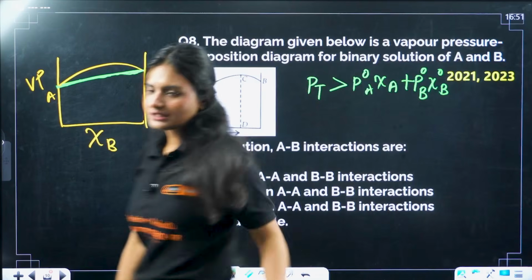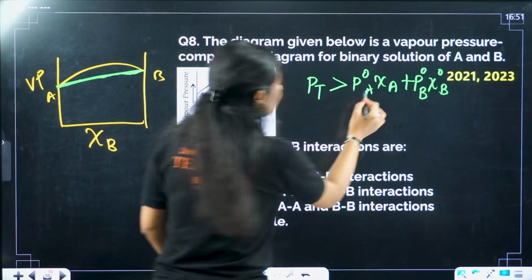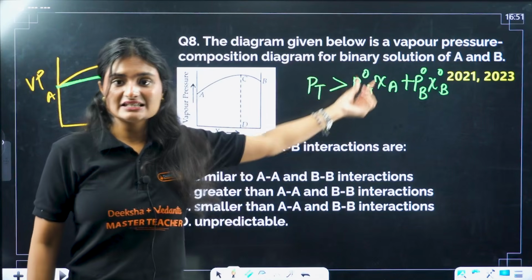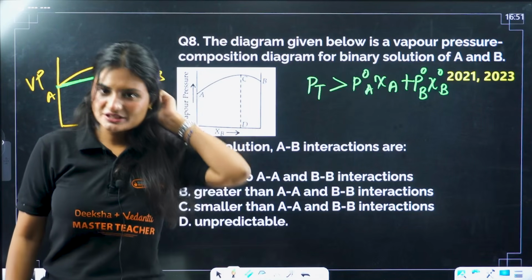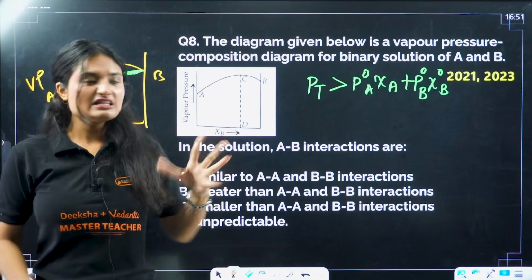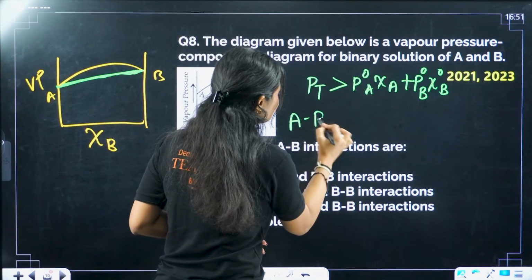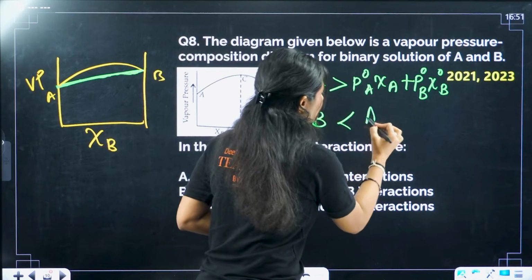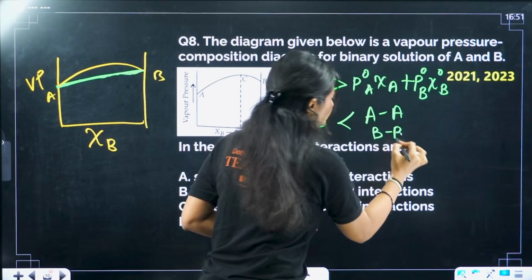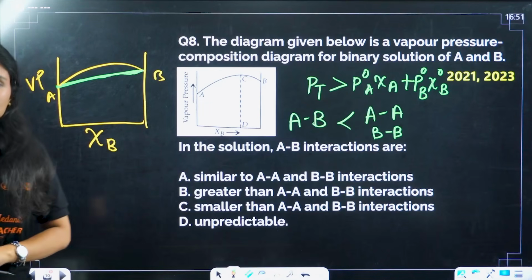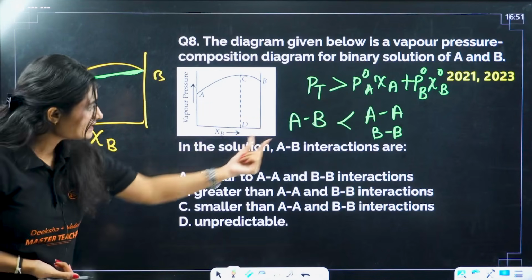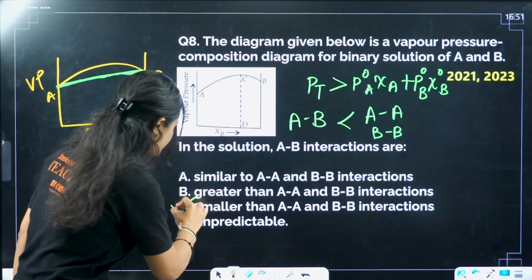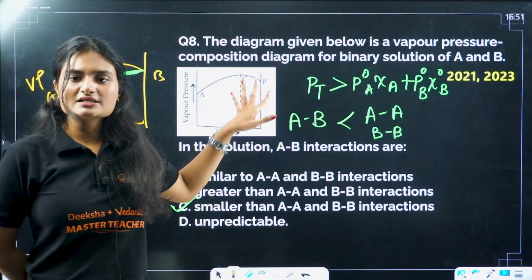That means what is happening here? What is that kind of interaction? If the total pressure is greater than the individual pressures, so we are having what? Positive deviation. When does positive deviation happen? When the intermolecular forces between A and B are lesser than AA and BB. So the answer is when the AB interactions are lesser than AA and BB interactions. That is option C, okay.